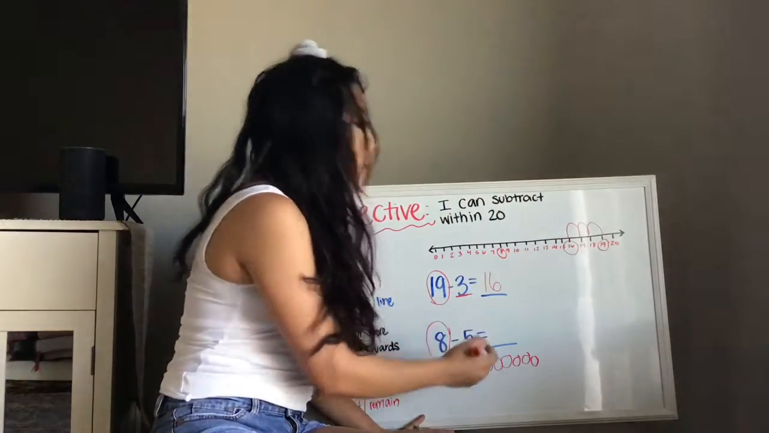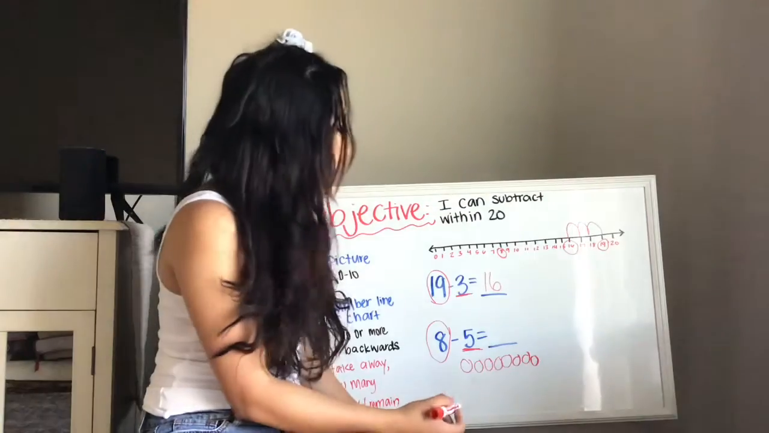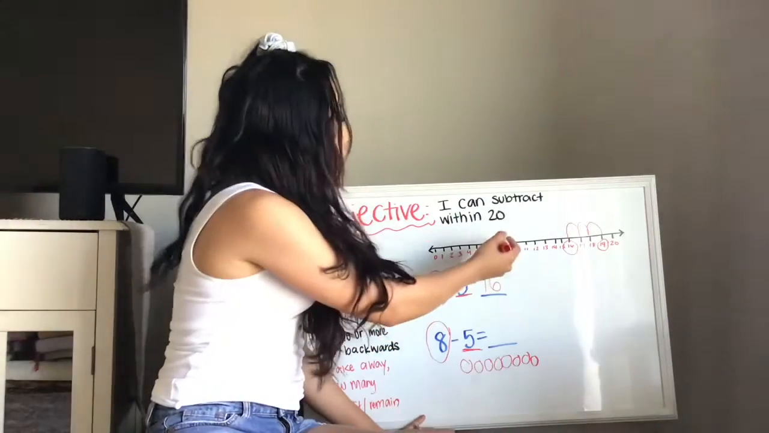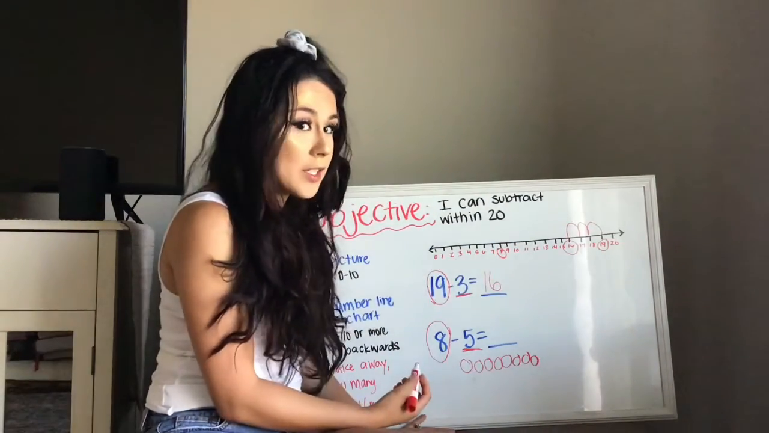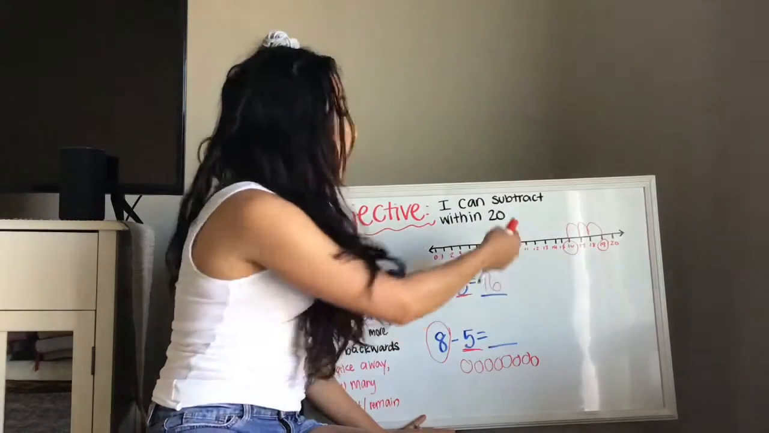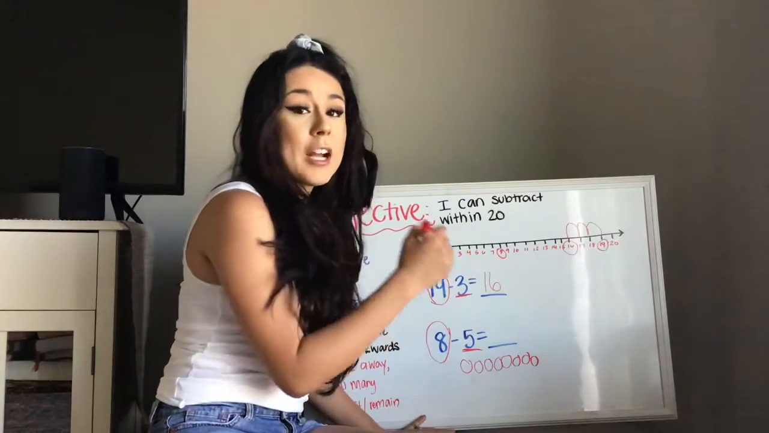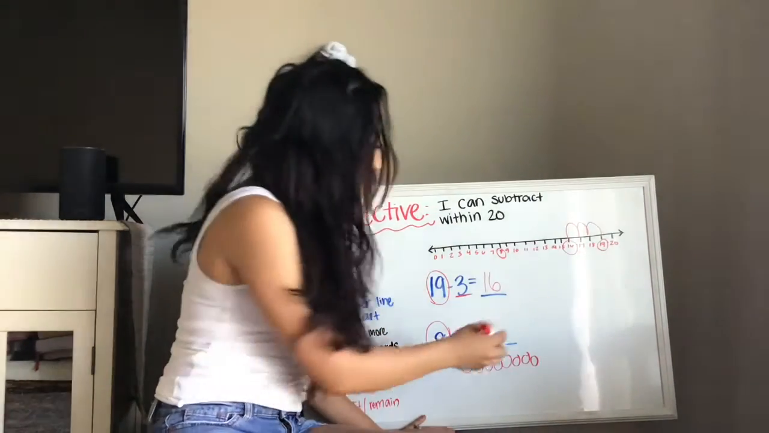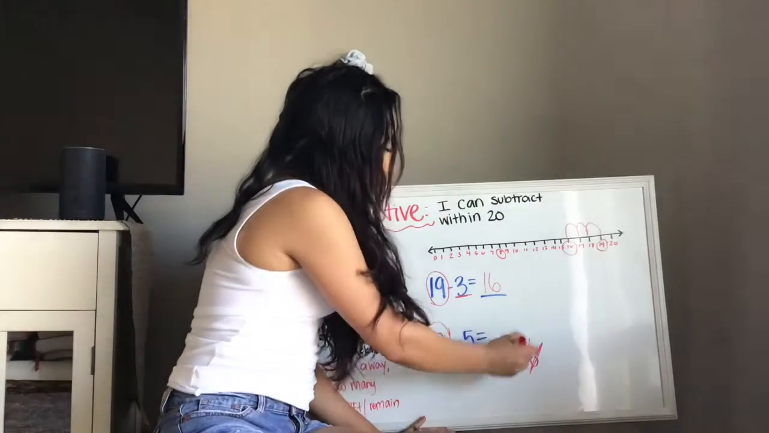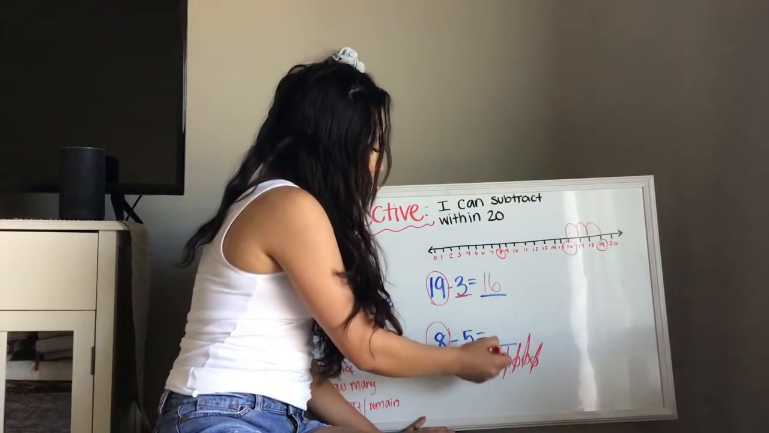Now, how many are we taking away? 5. Perfect. So we're going to take away 5 circles and we're going to make 5 jumps backwards. Remember, if you go forwards, that's adding. It means your amount's getting larger. But we're taking away, it's going to get smaller, so we're going backwards. So let's go ahead and subtract 5 circles now. I want you to count with me. 1, 2, 3, 4, 5.